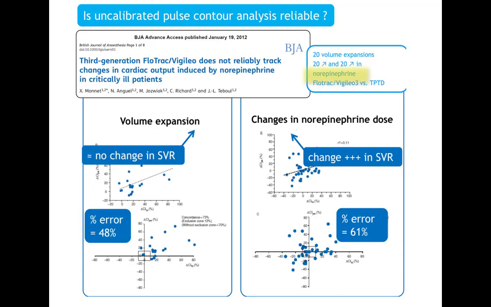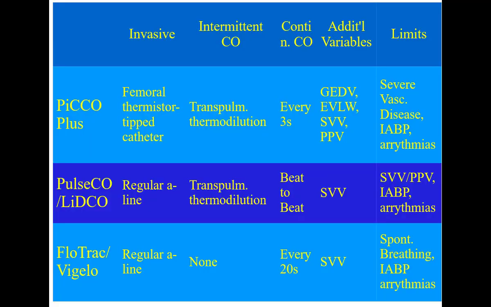The third generation FloTrac Vigileo does not reliably track changes in cardiac output induced by norepinephrine in critically ill patients. Almost all our patients in shock are on norepinephrine, so it does not reliably track. The error rate is almost 61%. So probably not the greatest thing to use. This is in brief a comparison between the PiCCO Plus and the FloTrac.